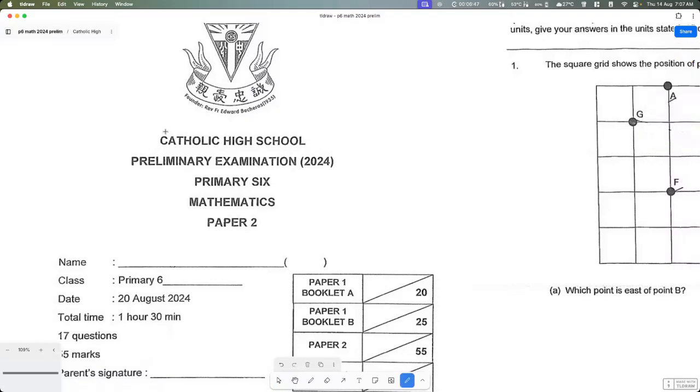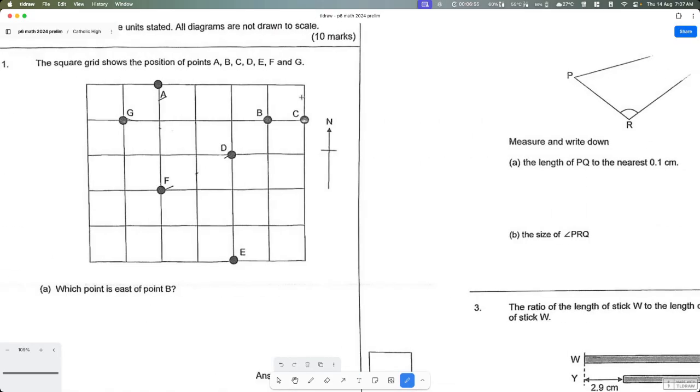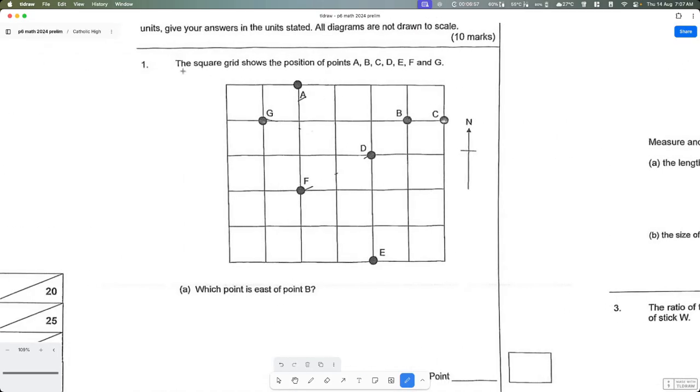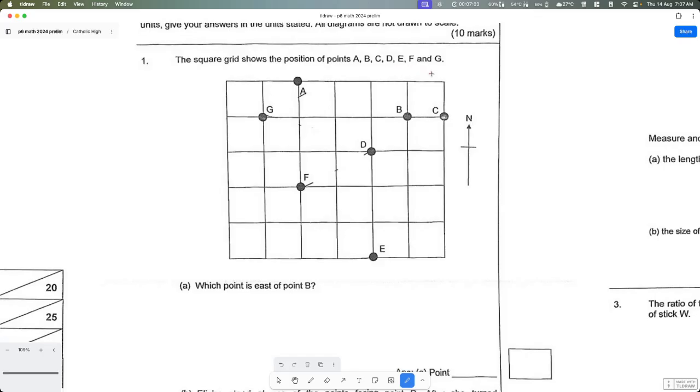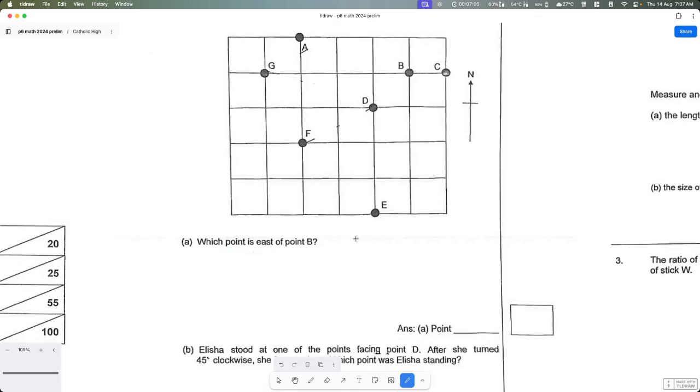In this video, we're going to go through the Catholic High School Preliminary Examination 2024 Primary 6 Mathematics Paper 2. So let's get started on the first question. It says here the square grid shows the position of points A, B, C, D, E, F, and G. Which point is east of point B?